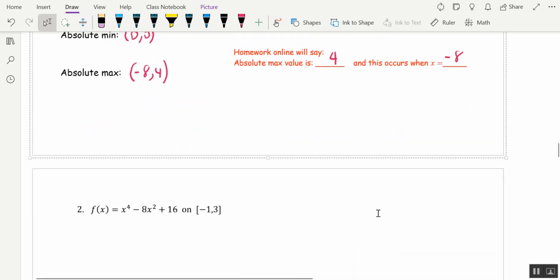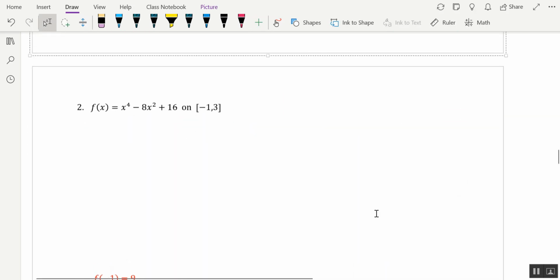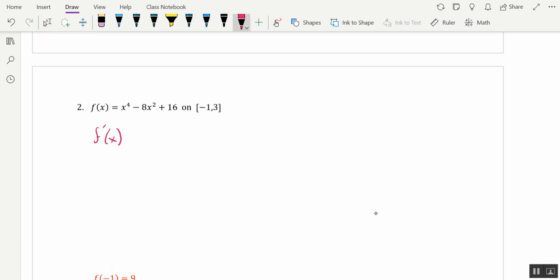Okay, let's do one more. And I've finished up the end of the problem for us just to save time, but I want to go through the derivative with you. So f prime of x is, you might want to pause the video actually and look for the critical numbers on your own. All right, I hope you did that. 4x cubed minus 16x, and that's it. And let's factor that. That's 4x that we can pull out, and what's left is x squared minus 4. And we can factor that even more. That's (x plus 2)(x minus 2).